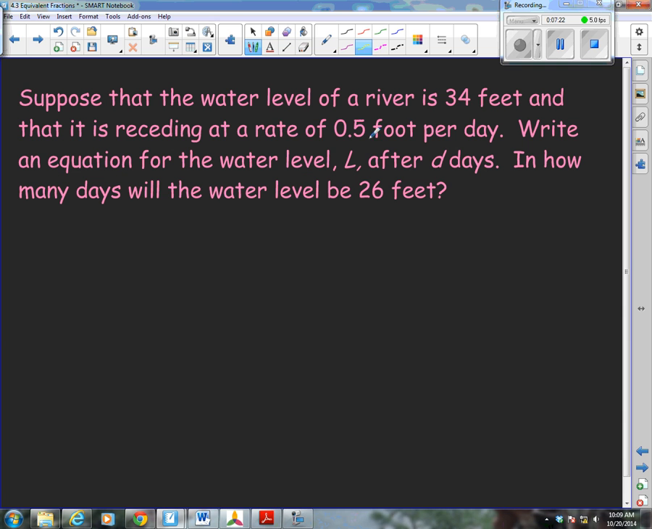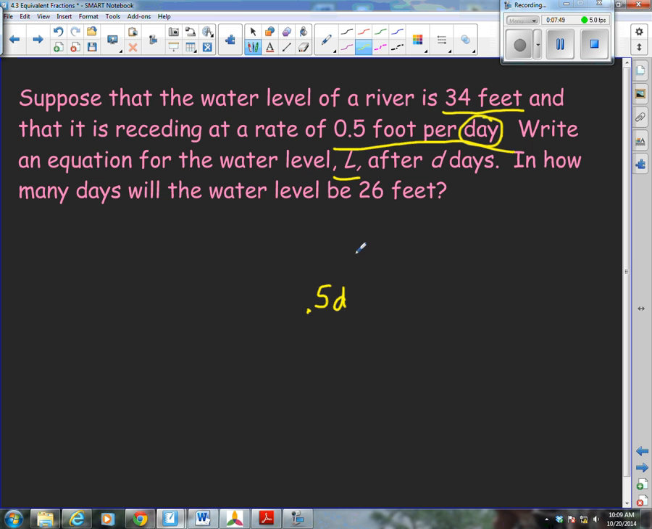Suppose that the water level of a river is 34 feet and that it is receding at a rate of 0.5 feet per day. Well, that is definitely a rate, and rates always tell you what they're multiplied by. It's the second unit right here, days. Write an equation for the water level L after D days. Well, we already said 0.5 is multiplied by days, so that's 0.5 D.